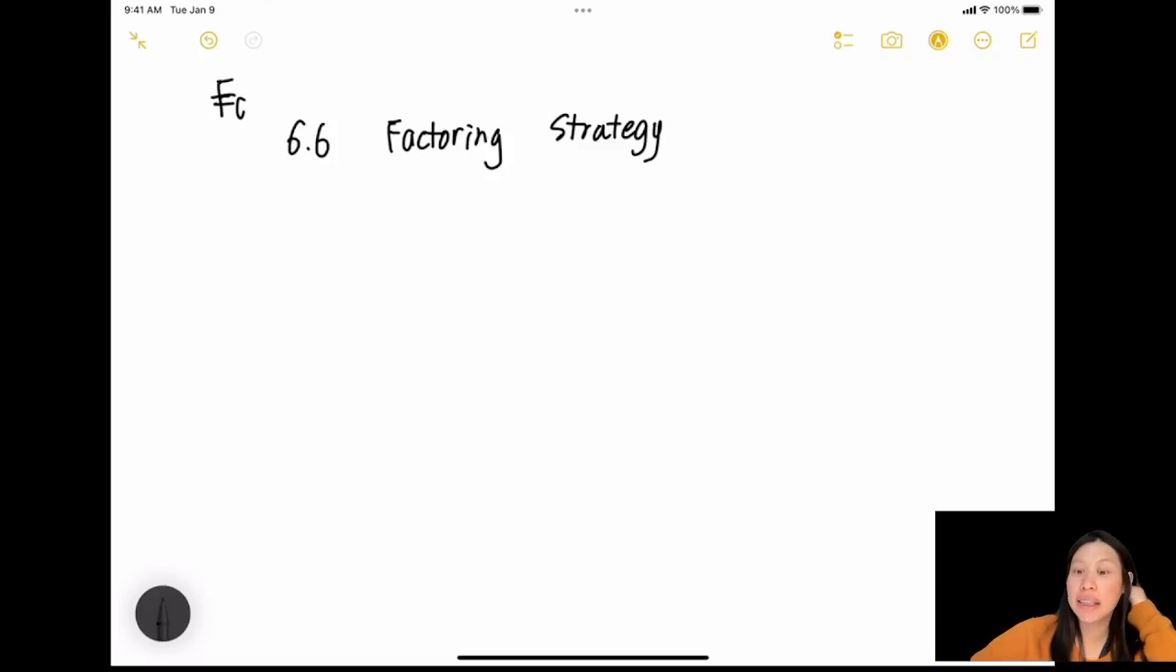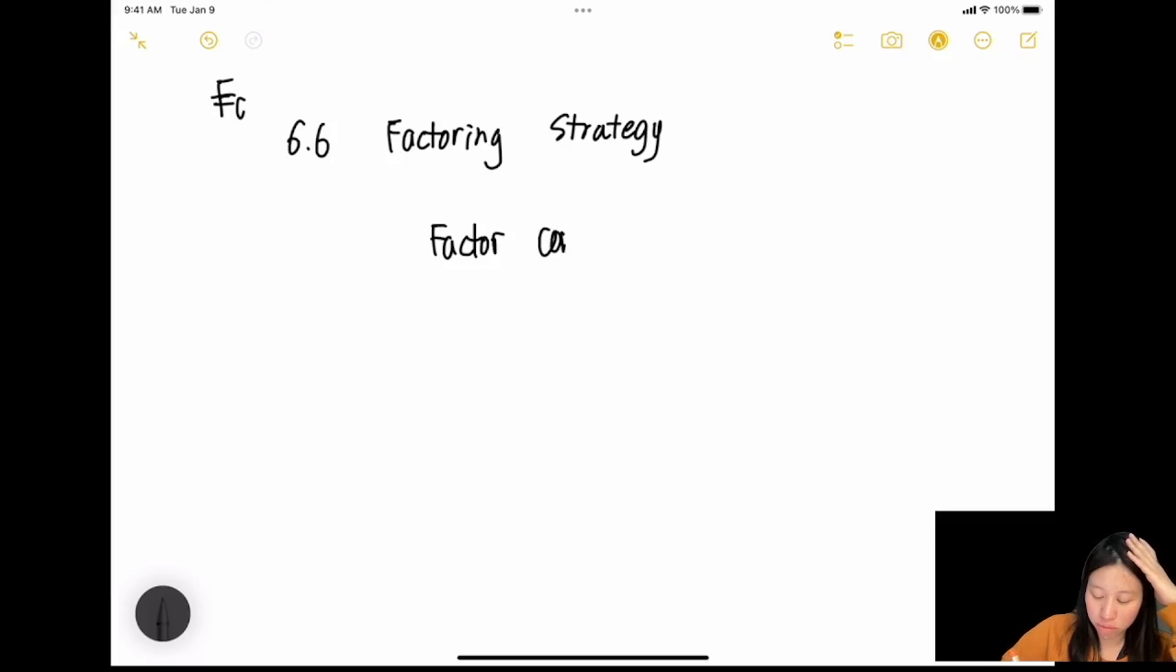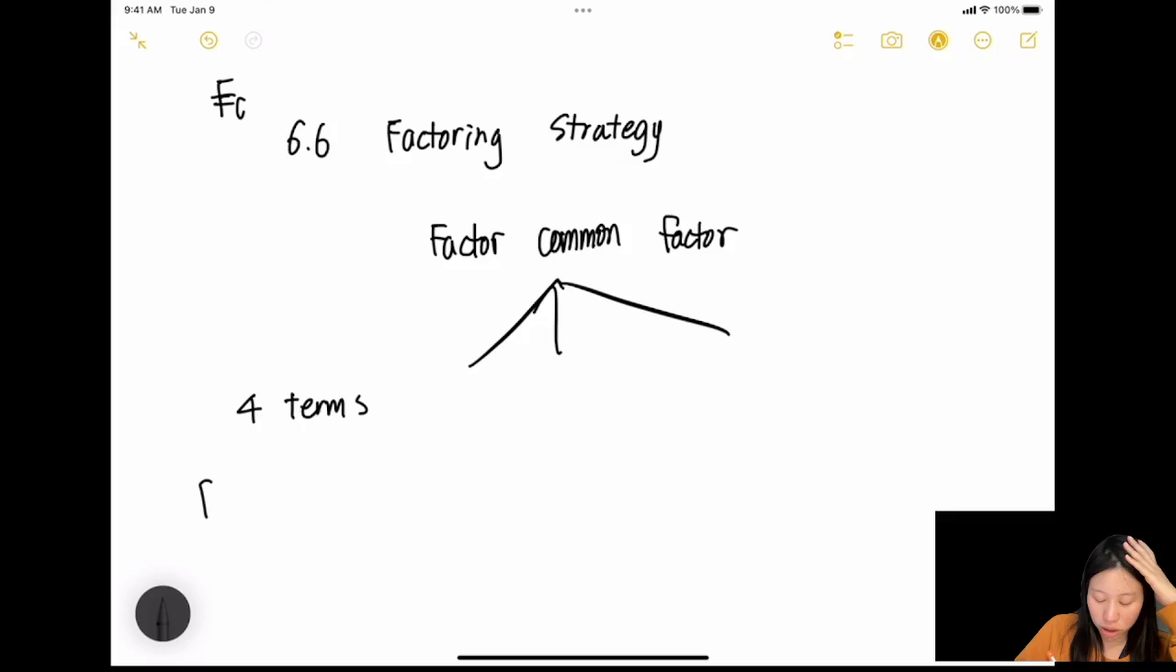Hi, so in this video, we'll give you more practice on the factoring strategy. First of all, you need to determine by the number of terms. Always factor the common factor first. After the common factor, we'll separate. If it has 4 terms, we're going to do what? Factoring by groups.